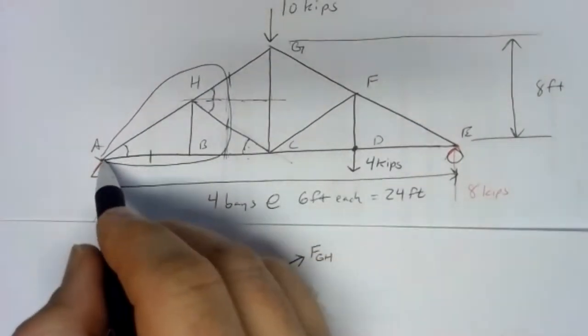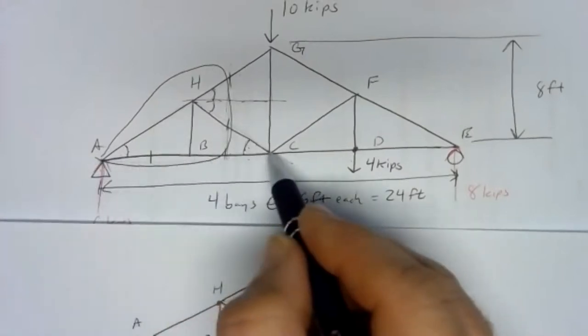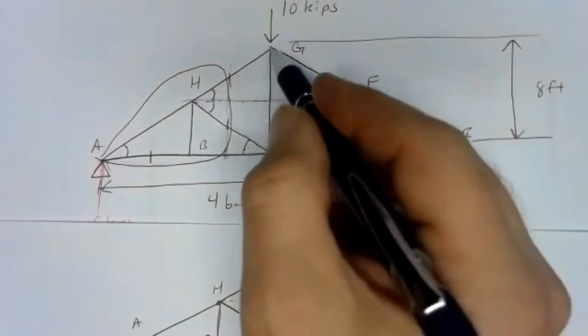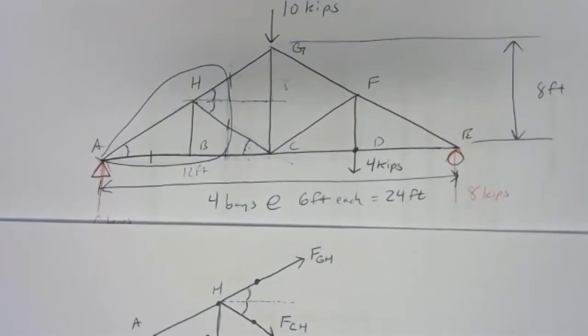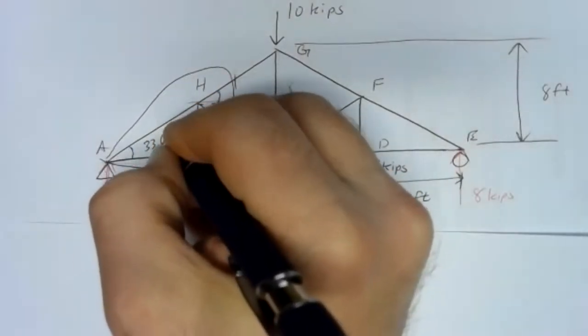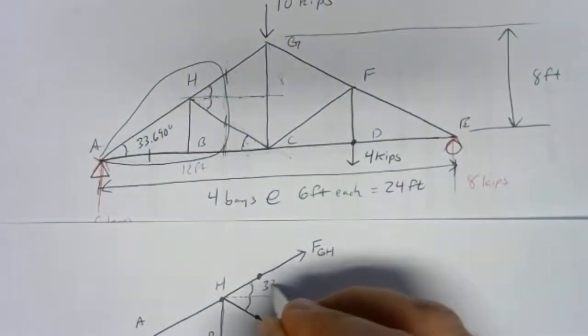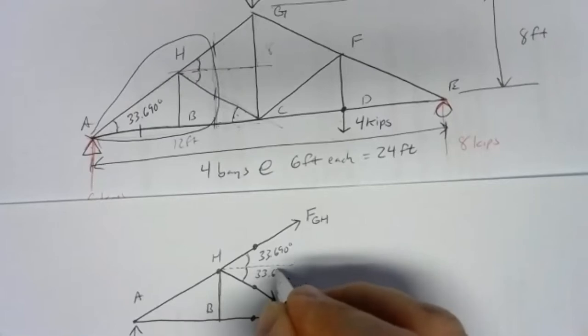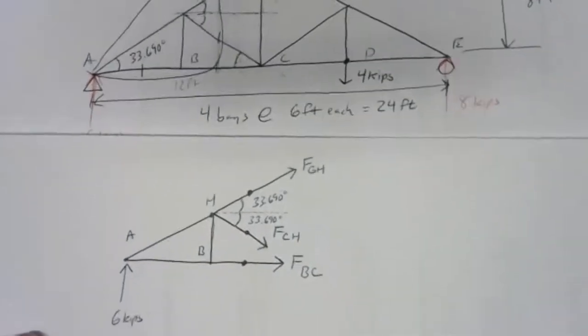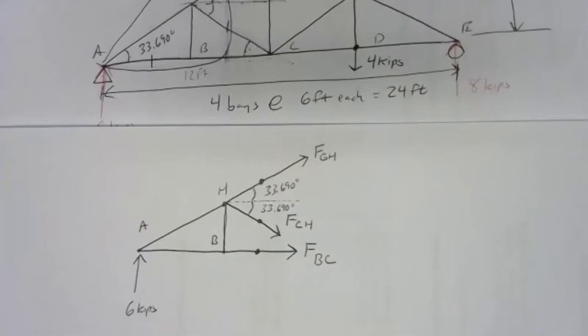And fortunately, finding this corner angle at A is pretty easy because we know we've got 12 feet along the base and 8 feet up. So we got 8 feet and 12 feet. We can do inverse tangent of 8 over 12 and find the angle's 33.690 degrees. So that'll be this angle, and it'll be this angle. You might have to stare at that for a little while and make sure that the angles make sense, but they do. It'll only be that one.